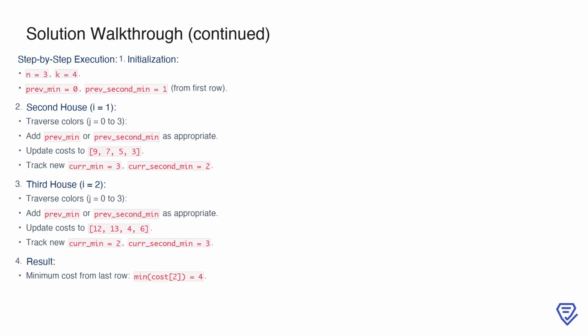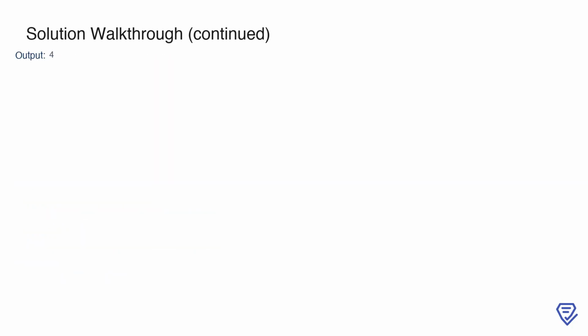Finally, the smallest value in the last row gives the minimum cost to paint all houses, which is 4. The result for this example is 4, which represents the minimum cost to paint all houses while ensuring that no two adjacent houses share the same color. This concludes the walkthrough of the solution, demonstrating how the algorithm efficiently calculates the result by leveraging the minimum and second minimum costs at each step.